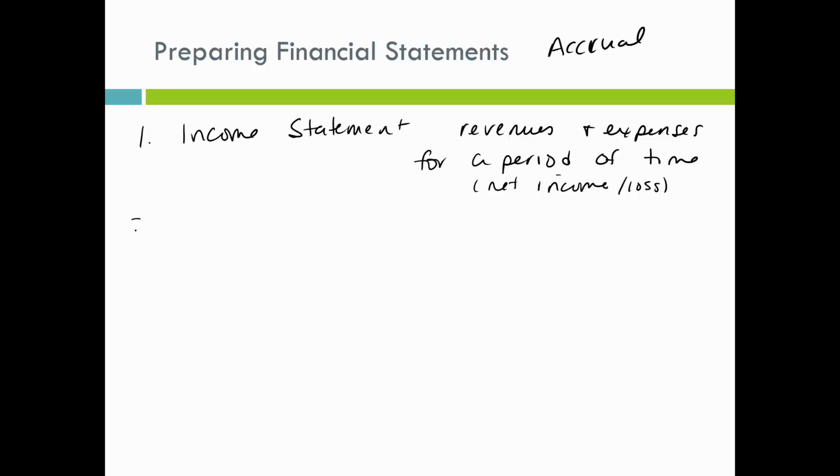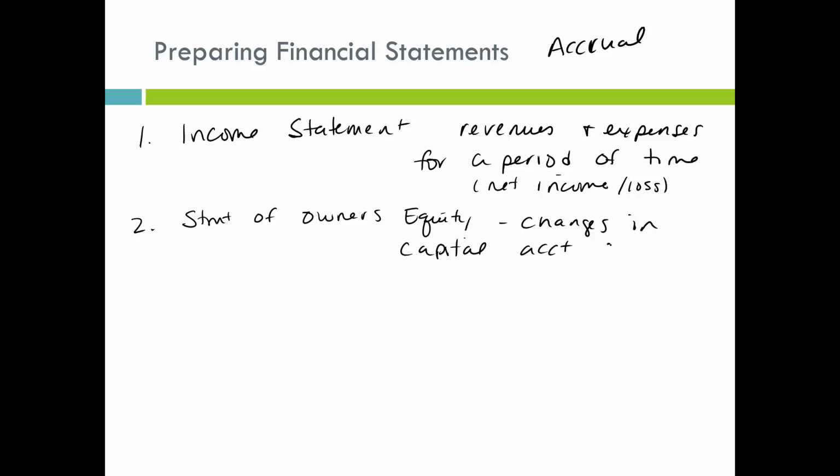So the second statement is always the statement of owner's equity. And here we're recording what changed. Changes in the capital account over a period of time. And I'll show you an example of each of these in a second here.